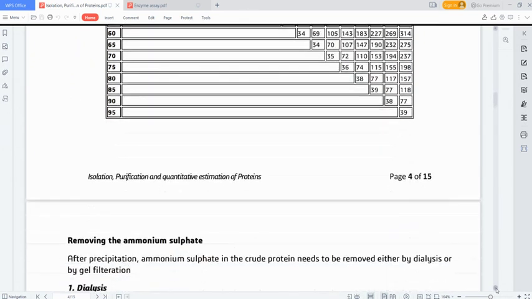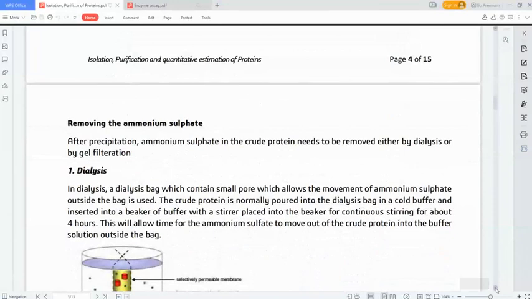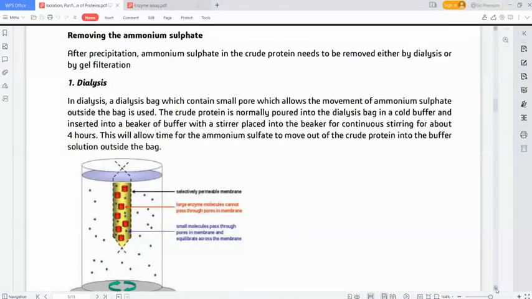So after your ammonium sulfate, the best thing for you to do now is to remove the ammonium sulfate. And when we want to remove ammonium sulfate, we make use of dialysis, which uses a dialysis bag. The dialysis bag contains pores which will allow the ammonium sulfate to move through, but the protein will not move. So we put the protein in the dialysis bag and dip it inside a buffer.